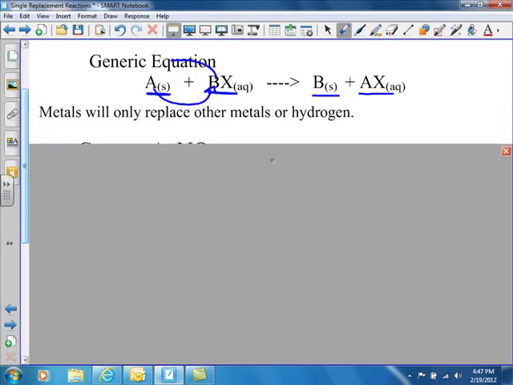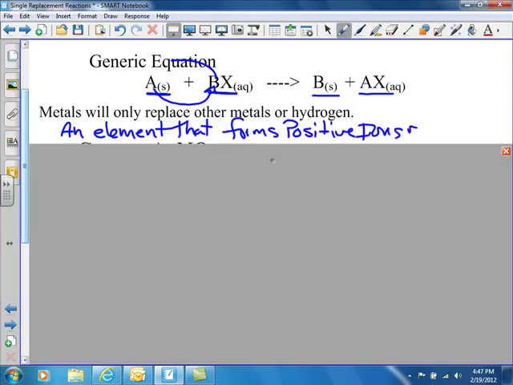Now, typically metals will only replace other metals or hydrogens. In other words, something that's going to form a positive ion will replace a positive ion. So an element that forms positive ions replaces positive ions. That's what happens in this.